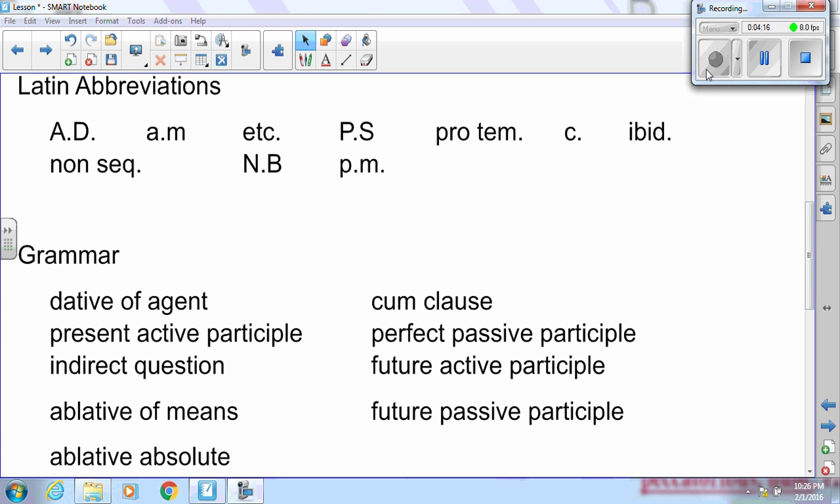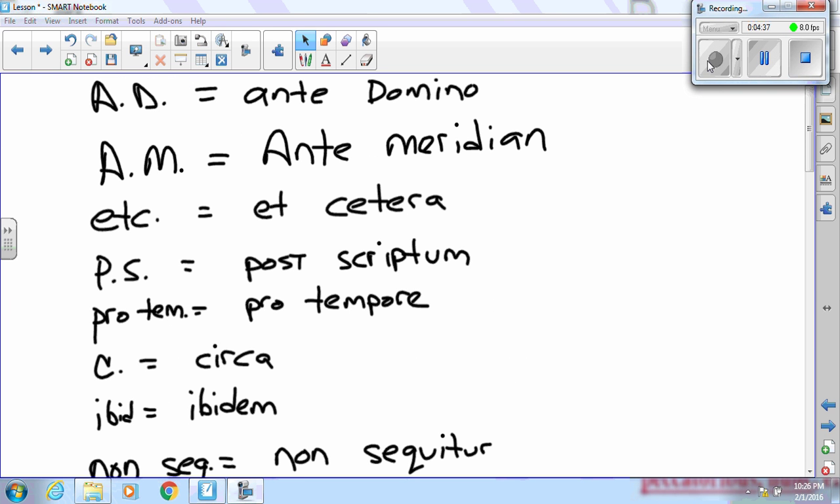Next up, there's going to be a section on there that's requiring you to look at Latin abbreviations and turn them into English uses. Latin abbreviations that you're responsible for are AD, AM, etc., PS, pro tem, c., ibid., non seq., NB, and PM. Don't worry, because I have the definitions for those.